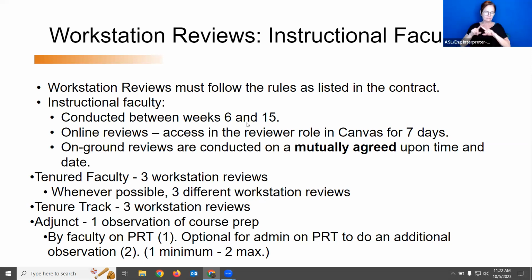And for adjuncts, it's 1 observation of a course prep, and it's almost always done by a faculty member on the peer review team. It's optional for the admin or dean on the PRT to do an additional observation. So adjuncts are reviewed by a faculty member, and it's optional whether or not the dean decides to do an observation.